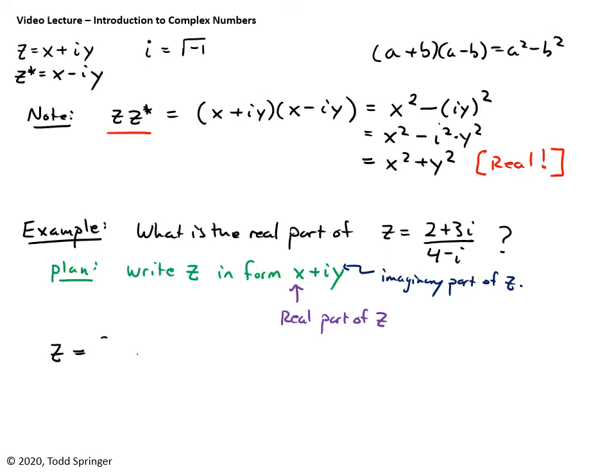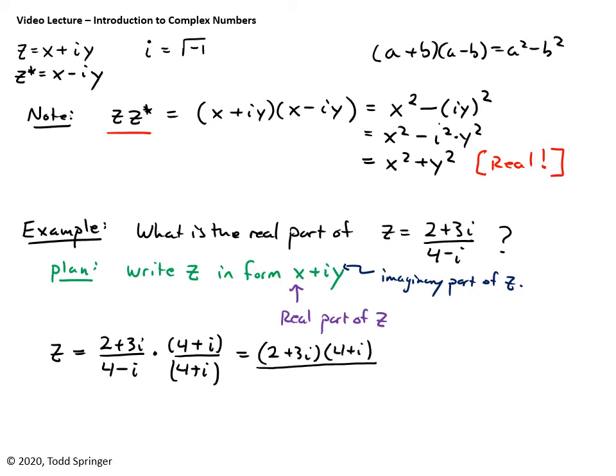z is 2 plus 3i divided by 4 minus i. And I'm going to multiply the top and the bottom by the complex conjugate of the denominator. Sorry, 4 plus i over 4 plus i. I didn't do anything. I multiplied by 1. So I changed nothing. So now I've got (2 plus 3i)(4 plus i) on the top.